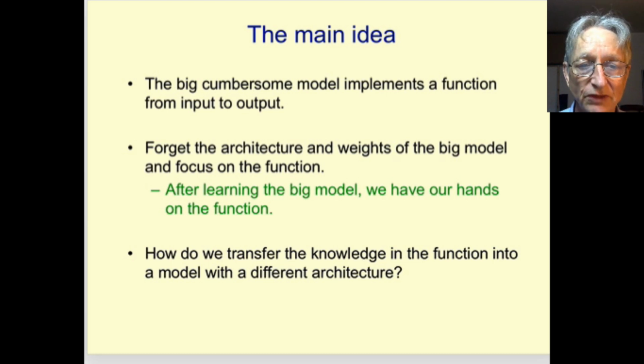So the big cumbersome model that you've learned has sucked the structure out of the data, but it's big and clumsy. We tend to think about models in terms of the architecture and the parameter values. But there's a quite different way to think about a model: it's a function from input to output. If I were to give it lots and lots of different input vectors and look at all the different output vectors it gives, that nails down what the function is. So we can forget the architecture and the weights of the big model and just focus on the function. We can transfer the knowledge of the big model by transferring that function to a small model, and the function can be transferred into a model with a completely different architecture.